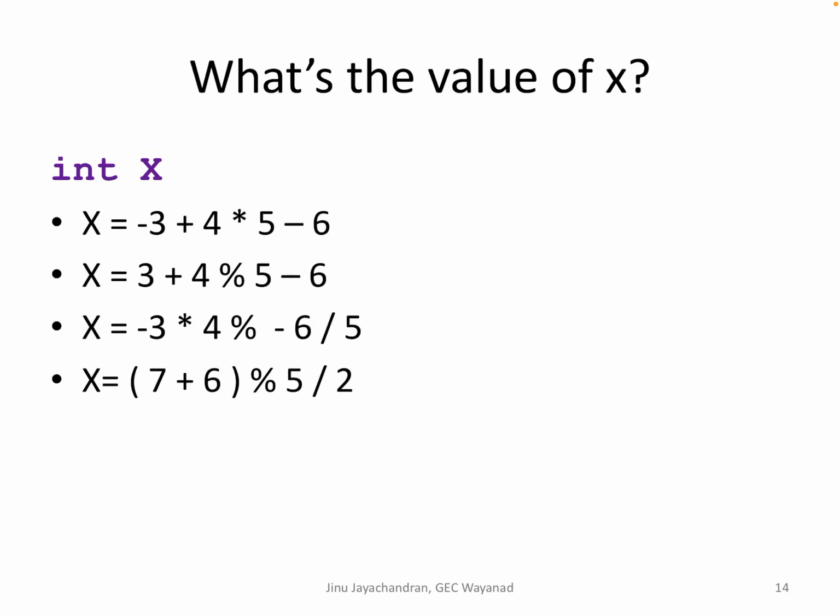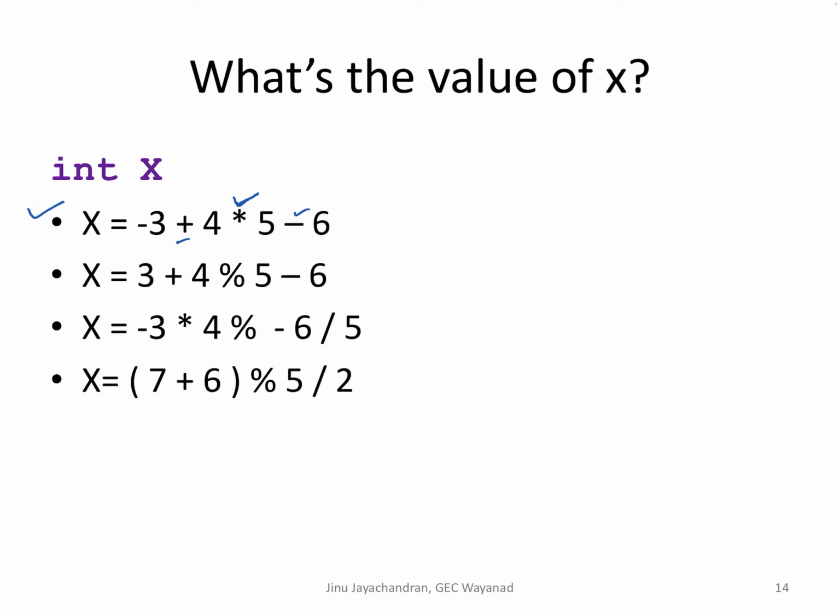So the question is like this. I have the same statement for x but with different operators in each of the bullets. What is the value for each? Let's take the first one. X equal to minus 3 plus 4 multiplied by 5 minus 6. So you see among plus, multiplication and minus, multiplication has the highest precedence.